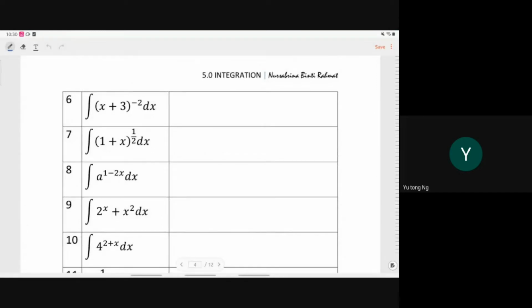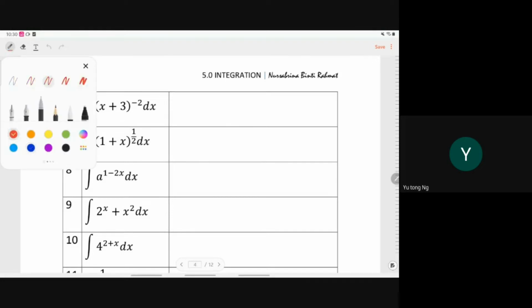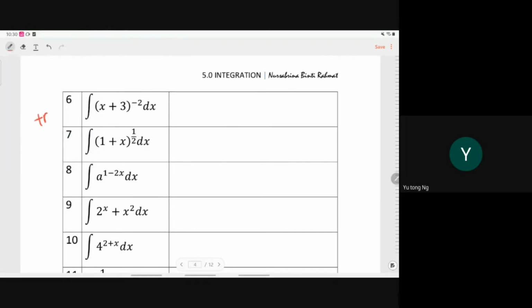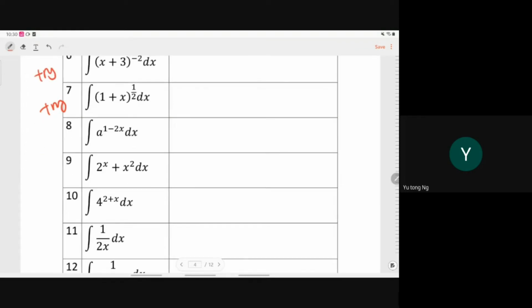Okay, question 6, I want you to try by yourself, because this one is simply like your questions 4 and 5. You can try this one, and this one also you can try. So let's look at question number 8.